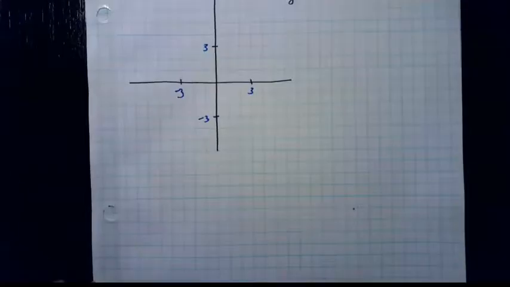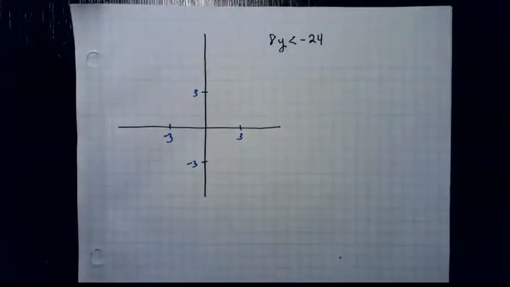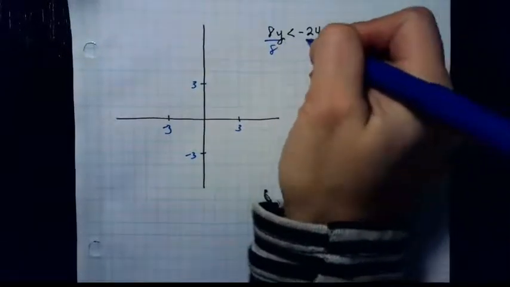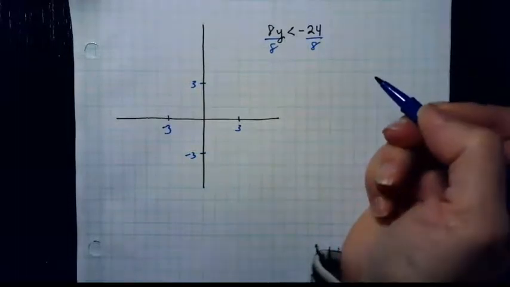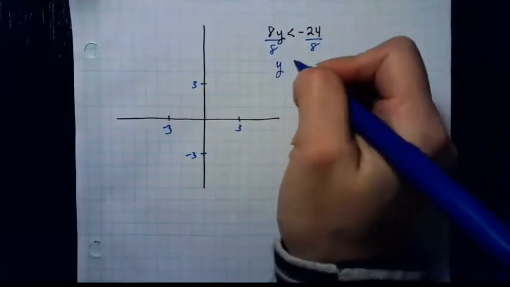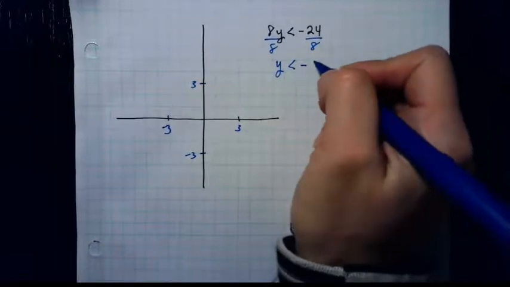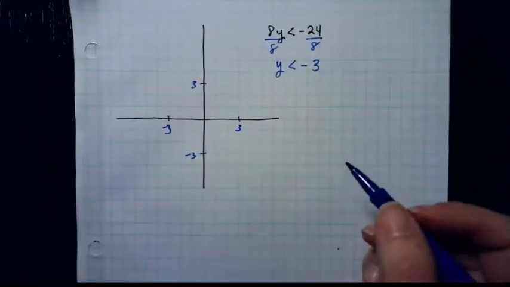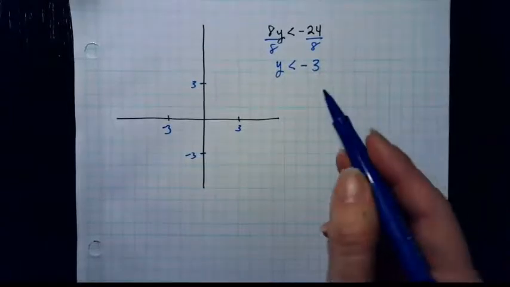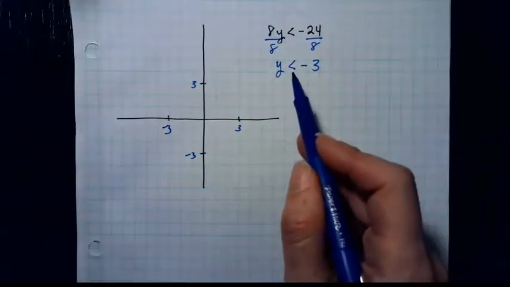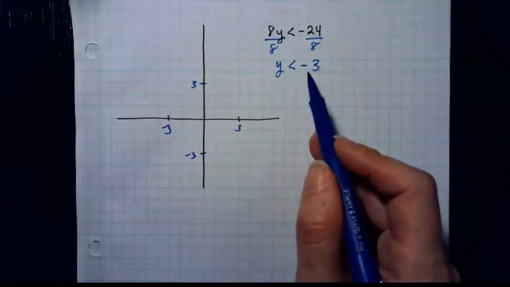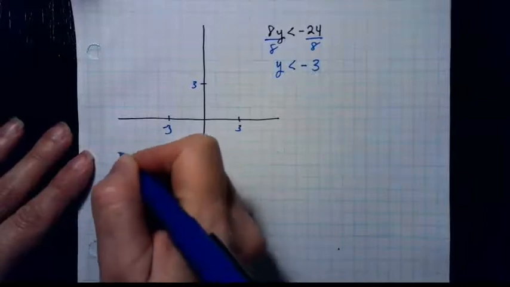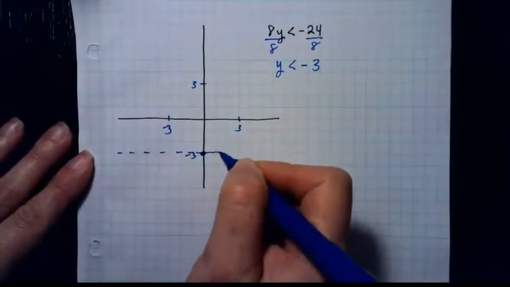I have to solve this inequality for y first. I'm dividing by a +8, so I do not have to change the direction of the inequality. Y is less than -3. And I put my scale here as well. I know my boundary line is horizontal. In this case, it is a dotted line because we are strictly less than -3. So I'll go to -3 on my y-axis and draw that dotted line.